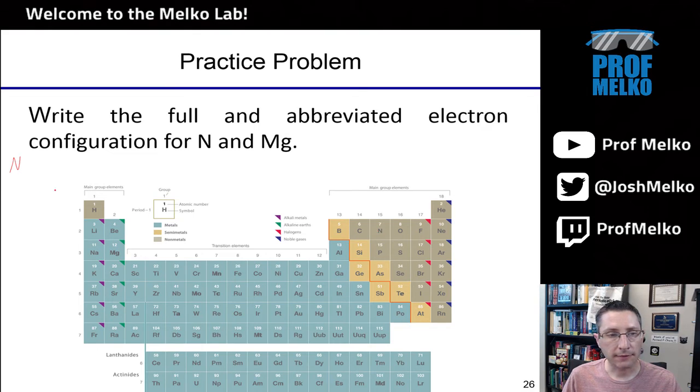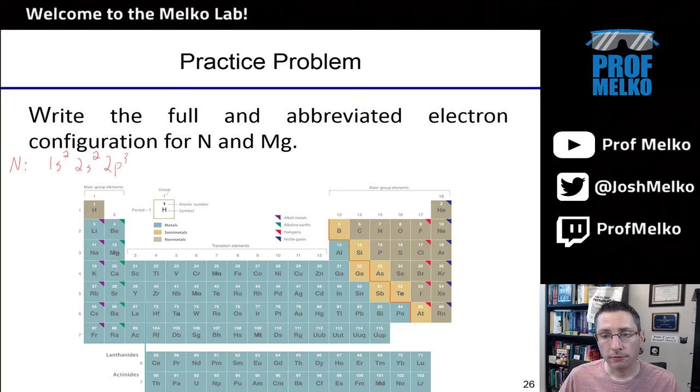Nitrogen has 7 electrons. I know the sublevels are ordered 1s, 2s, 2p, 3s, 3p, 4s, 3d, and so on. But I'm going to stop here because I know how far I have to go. If you don't, feel free to write out more sublevels. Now I'm going to add these 7 electrons. Each s sublevel holds 2, so there's 2, there's 4. I have 3 electrons left. They can fit in this p sublevel. So the full electron configuration for nitrogen is 1s2, 2s2, 2p3.